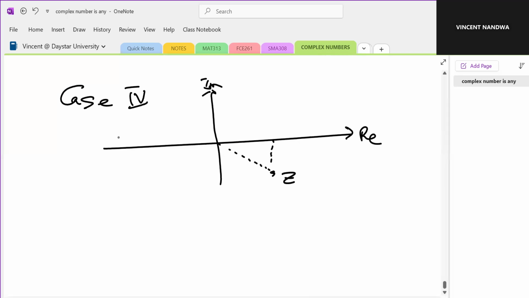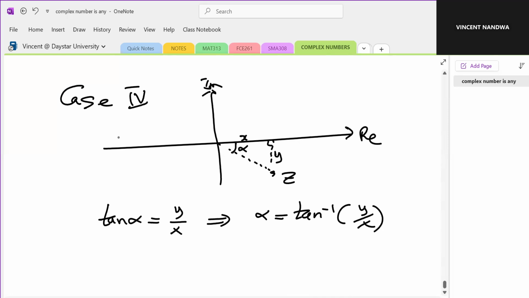So if the number is here, then you do the same thing. Make this an alpha. So you say this already changed in y, this actually along the x. So tan alpha is going to be opposite, which is y over x, which means that alpha is tan inverse of y over x. So then once you have the alpha, remember that since the reference is this real axis, when you move in this direction, you have plus. When you move this direction, you have minus.